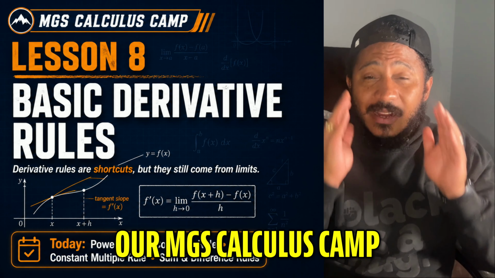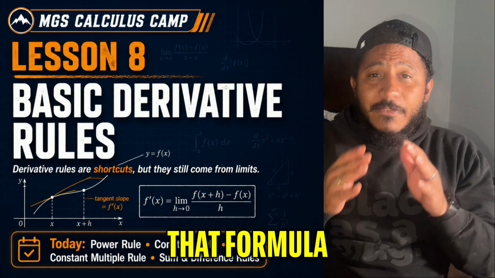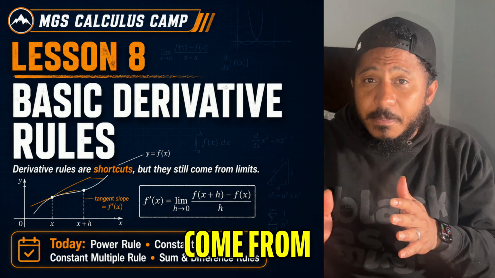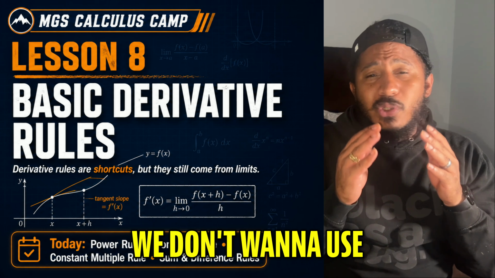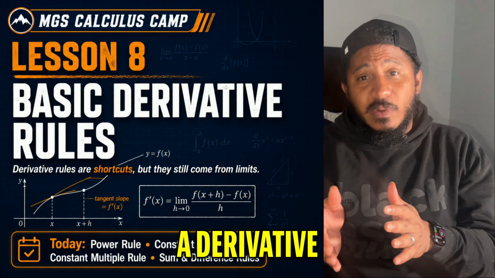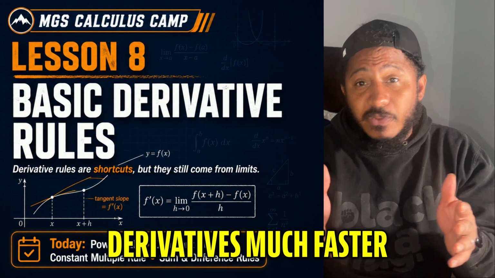Alright, so today we're continuing our MGS Calculus Camp. In the last lesson, we used the limit definition of the derivative. That formula showed us exactly where derivatives come from. It shows that the derivative is the limit of the slope. But here's the thing. We don't want to use the limit definition every time we want to take a derivative. That'll just take too long, right? So today we learn some basic derivative rules that let us find derivatives much faster.